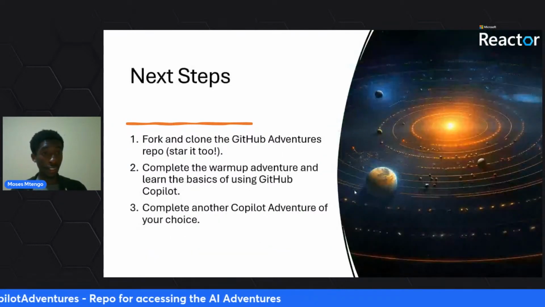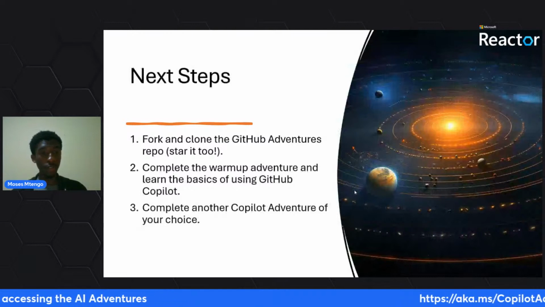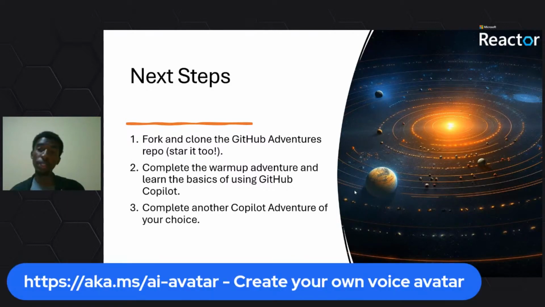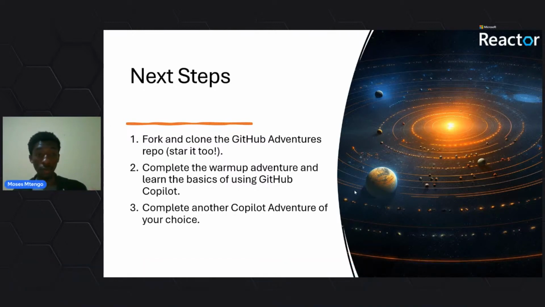So what next after this session? One of the things I'll recommend is to fork and clone the GitHub Adventures repo, especially if you want to work on it from within VS Code. But if you want to do so from GitHub Codespaces, let's say you have access to the GitHub Student Developer Pack, you can also do that. We also suggest leaving a star on the repository, because it's a good incentive for the team that is developing this content. In this particular session, we've completed the warm-up adventure, so you can go ahead and complete the other coding adventures using GitHub Copilot.